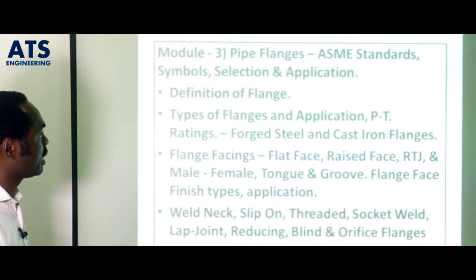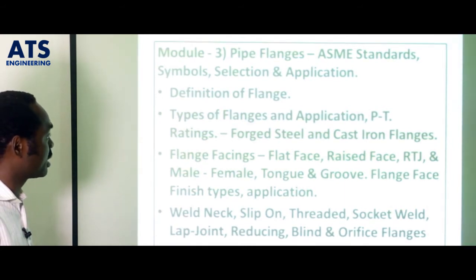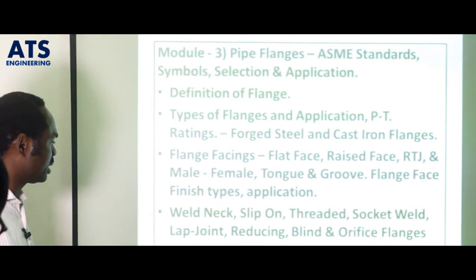We'll consider ASME standards for these flanges, how they are selected, and their application. We'll also look at the definition of flanges, the different types of flanges and their application. We'll also see how we can calculate the pound ratings or classes of flanges. We'll also look at various types of flange facing, raised face, flat face, ring joint type. We'll also look at different types of flanges, weld neck, slip-on, threaded, socket weld, lap joint, reducing, blind, and orifice.